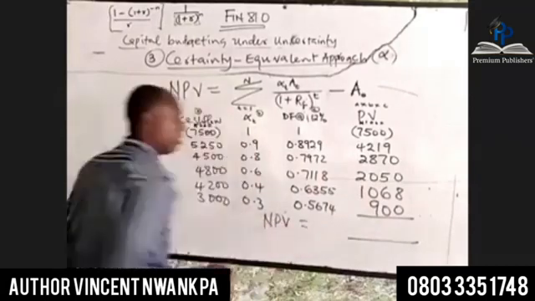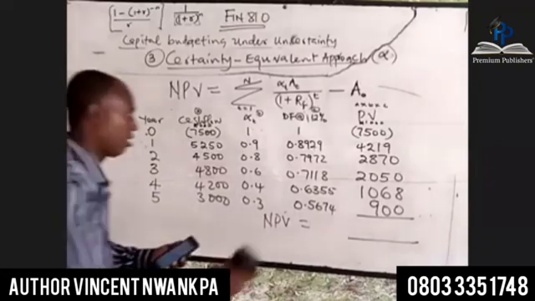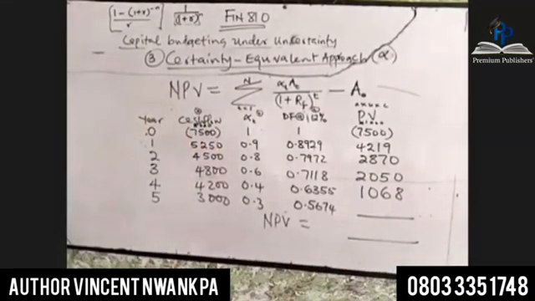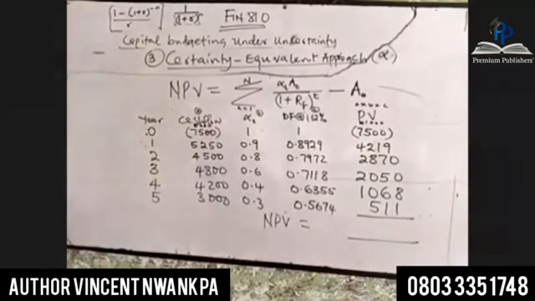Is it 900? It's 511. 0.3 times 3,000 should be 511 after the discount. Okay, 511. So we can add everything together.